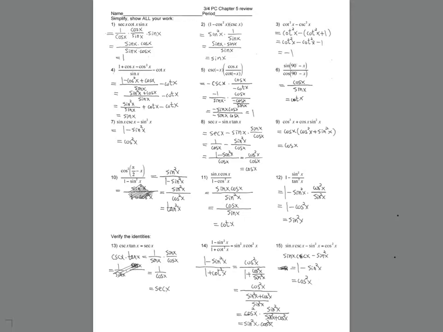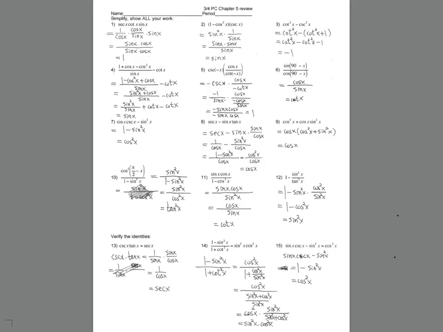Number 7, sine x times cosecant x minus sine square x. Have you recognized that sine and cosecant are the reciprocal of each other? So that should be 1. 1 minus sine square x, again, think about the Pythagorean identity. So everything gets reduced down to cosine square x for number 7.